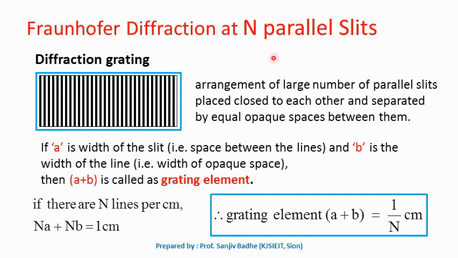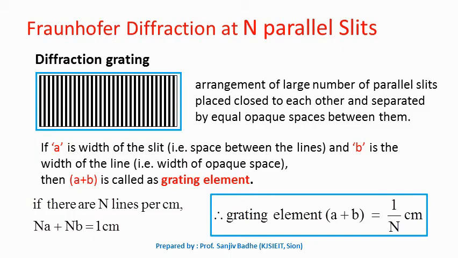N number of parallel slits. An arrangement of n number of parallel slits is called a diffraction grating. So a diffraction grating is nothing but an arrangement of n number of parallel slits placed very close to each other and separated by equal opaque spaces between them. This diffraction grating can be obtained by drawing a large number of parallel lines on a glass plate with the help of a sharp diamond tool.